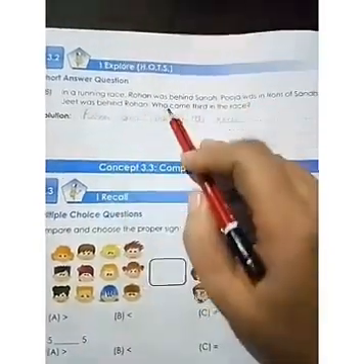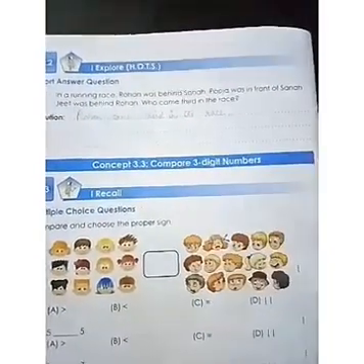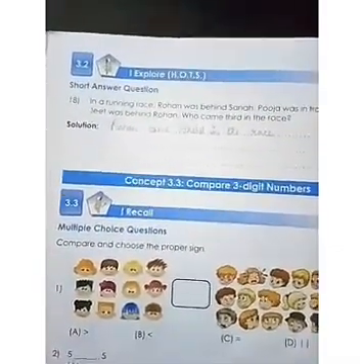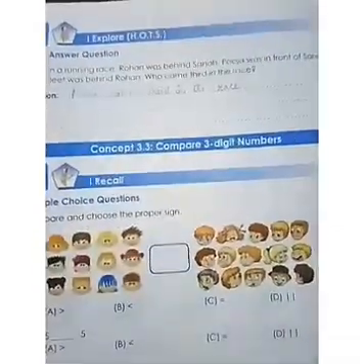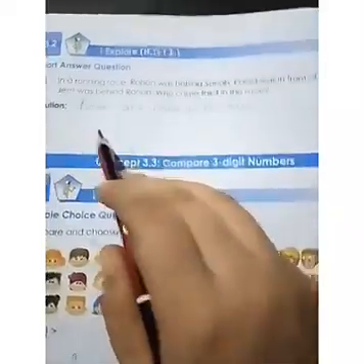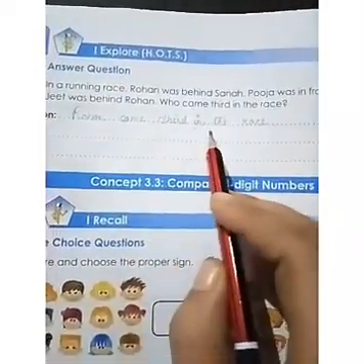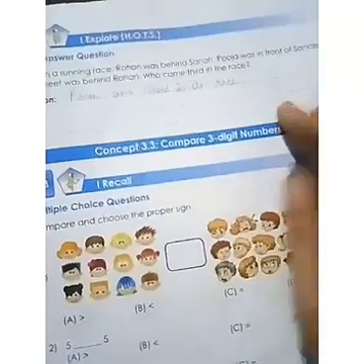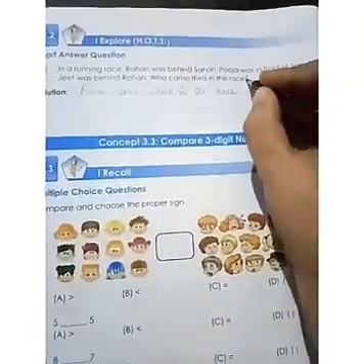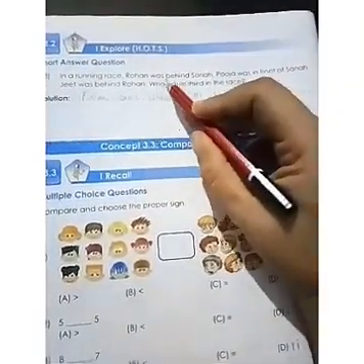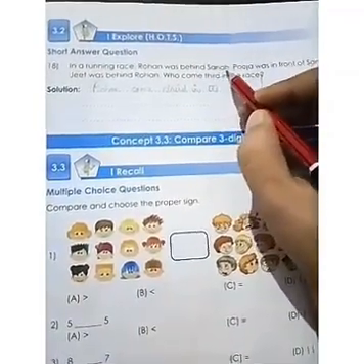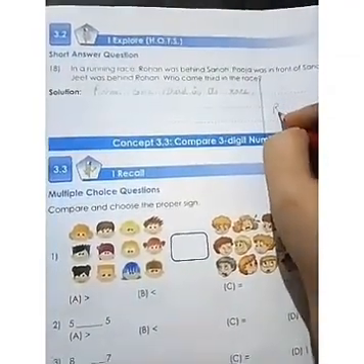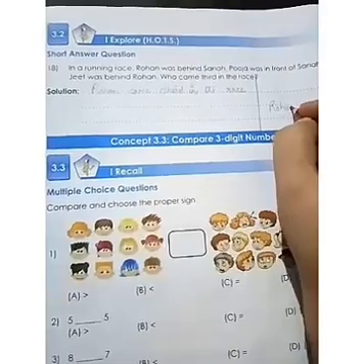In a running race, Rohan was behind Sana, Pooja was in front of Sana, and Jeet was behind Rohan. Who came third in the race? I have written the direct answer here as Rohan came third in the race. Now how to find out? You can write accordingly in the rough like this. In a running race, Rohan was behind Sana. So you first write here Rohan. You can find it in this way.